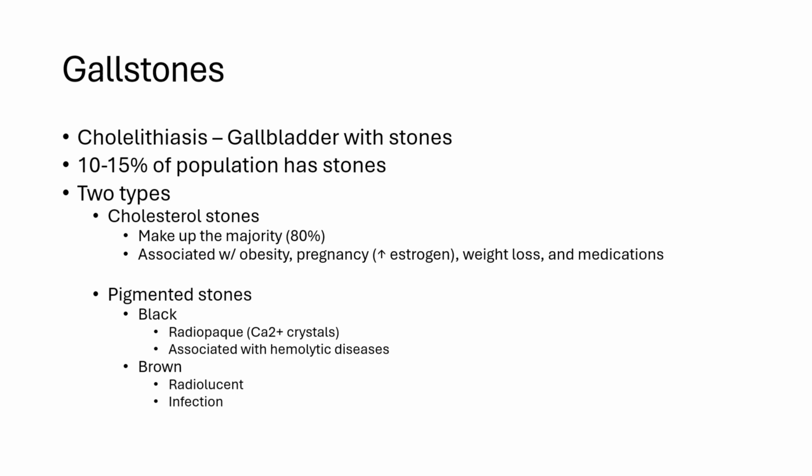There are 2 types of gallstones. You have cholesterol stones, which make up the vast majority, up to 80%, and that's associated with obesity, pregnancy, weight loss, and different medications. And then the second type of gallstones you have are pigmented stones, which can be broken down into black and brown stones. Black stones are radiopaque and are associated with hemolytic diseases, such as sickle cell disease. And then you have brown stones, which are radiolucent and associated with gallbladder infections.